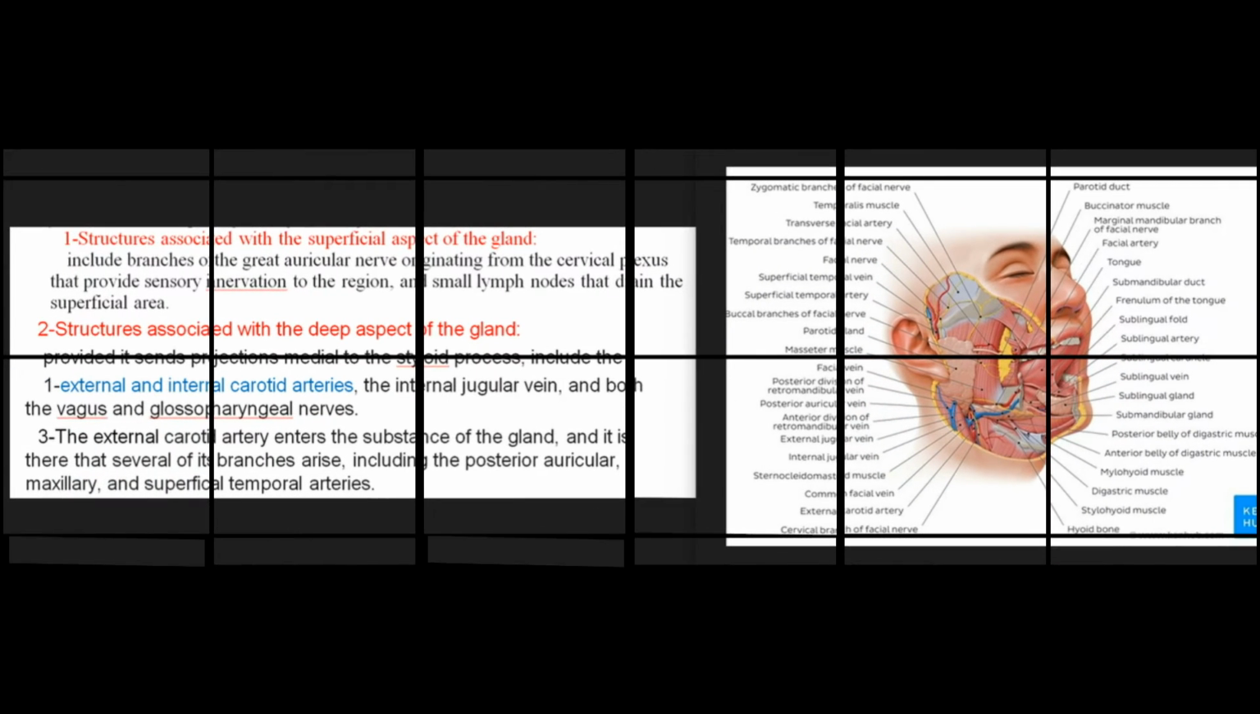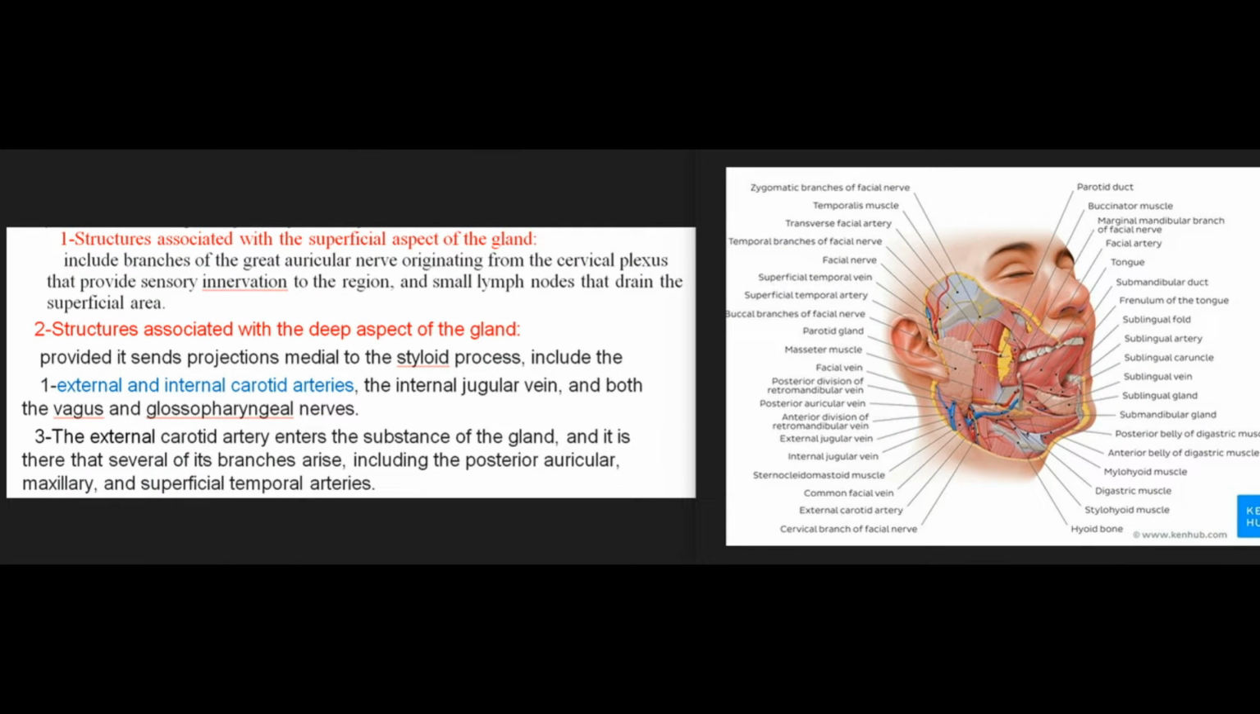1. Structures associated with the superficial aspect of the gland include branches of the great auricular nerve originating from the cervical plexus that provide sensory innervation to the region, and small lymph nodes that drain the superficial area. 2. Structures associated with the deep aspect of the gland, provided it sends projections medial to the styloid process, include the external and internal carotid arteries, the internal jugular vein, and both the vagus and glossopharyngeal nerves.